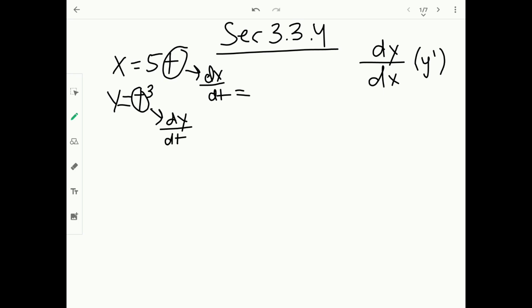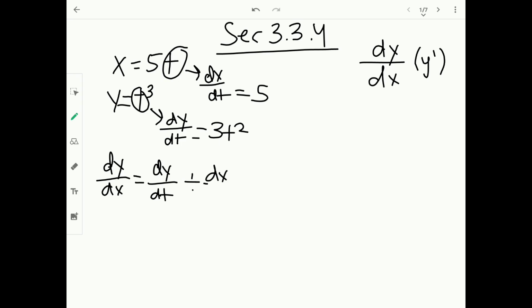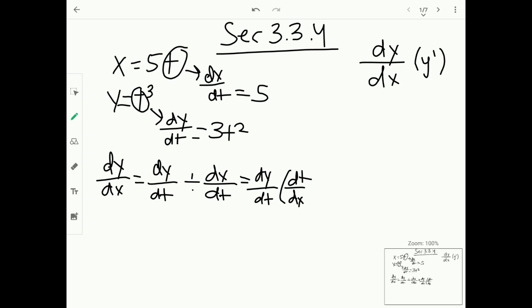So here we just have to use normal simple differentiation. Assume that t is your variable, so it's 5, and this is 3t squared. Pretty simple. Now here's where the step comes for how to find the first derivative. dy/dx is equal to dy/dt divided by dx/dt. How does that work? Well, it makes sense because it's dy/dt times dt/dx, because when you're dividing, you take the reciprocal, so it obviously cancels, and you get dy/dx.